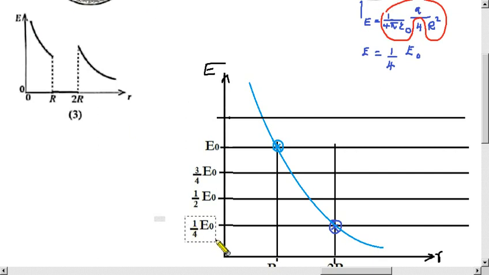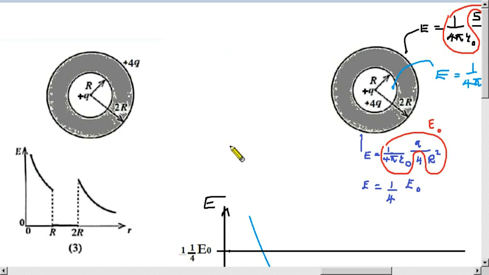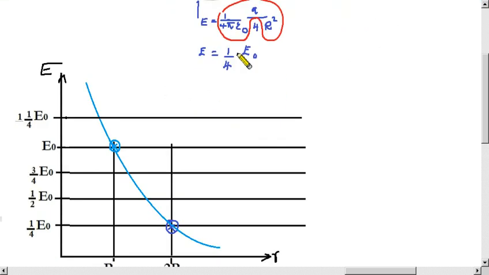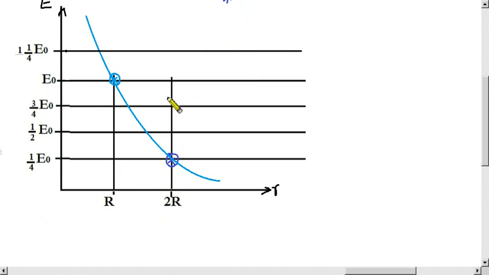So here the value is 1 and quarter E naught. So that is the real actual field intensity with both the charges, just at 2r distance. 2r distance is this one. So both the charges together make this value.